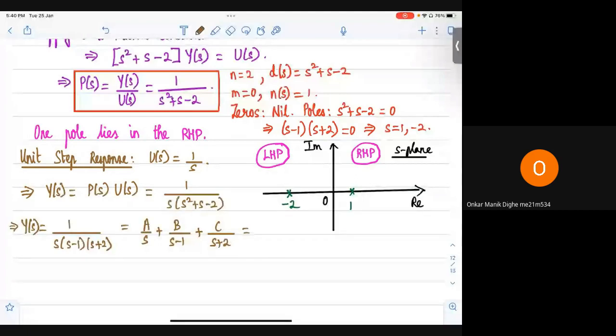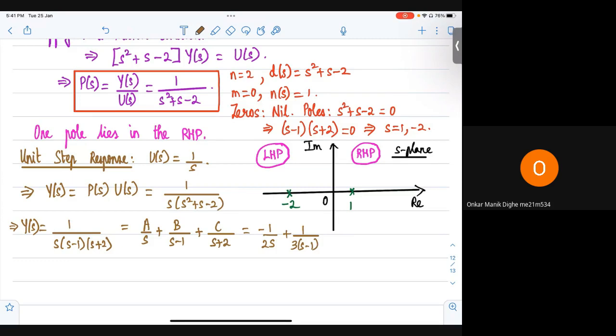If you multiply both sides by s and substitute s equals 0, you get the value of a to be -1 by 2. So the residue a will be -1 by 2. Similarly, in order to get the residue b, we multiply both sides by s minus 1 and substitute s equals +1. So we will get the residue as 1 by 3. I'm sure all of us can do this step. Once again, if you have any questions, please let me know.